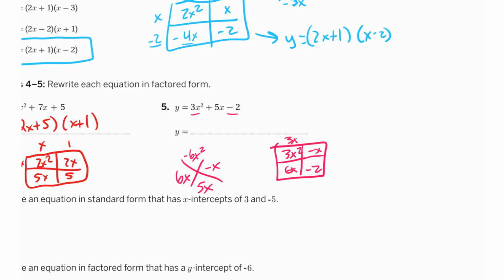I know the 3x has to go on the top and the x has to go here, again because I'm just looking at these corner spots to figure out what would end up multiplying into there. So 3x times 2 and x times -1, and then 2 times -1 is -2. So we end up getting 3x minus 1 times x plus 2, which is our factored form.